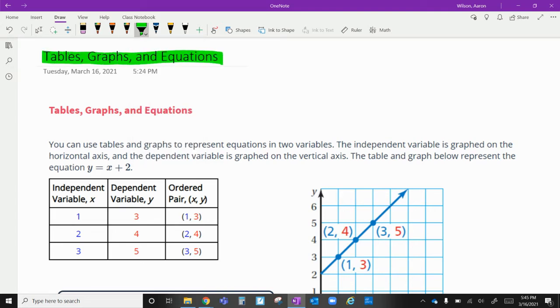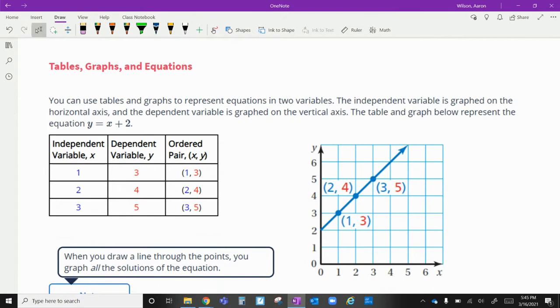All right, today we're going to be looking at tables, graphs, and equations. So you can use tables and graphs to represent equations that involve two variables. The independent variable, keep in mind, is typically the cause of a story or the thing that happens first. And not only that, it's used with the variable x, and it's graphed on the horizontal axis.